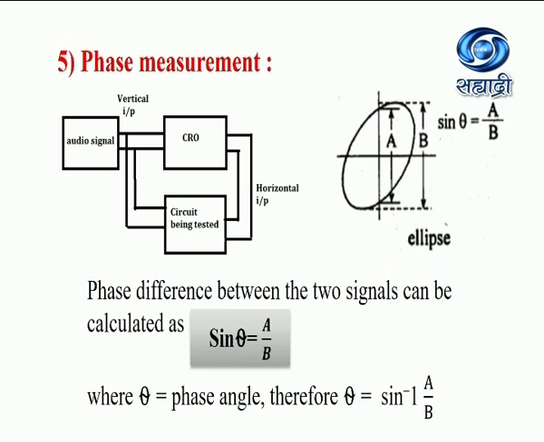From this diagram you will see there are intercepts of the ellipse on the x-axis and y-axis. So there is one A, where you have to count the number of divisions on the y-axis where your ellipse intercepts, and B where the peak points of this ellipse are connected. So you will get A and B, and in this way sin theta is A by B, where theta is the phase angle, and you can easily calculate theta as sine inverse of the A by B ratio. So in this way you can calculate the phase measurement.